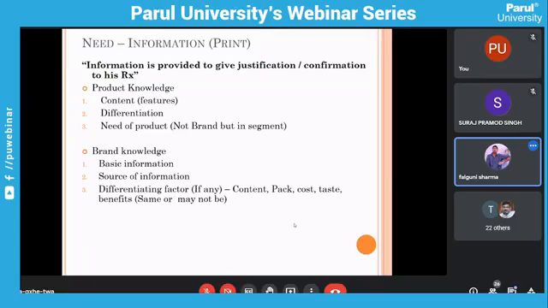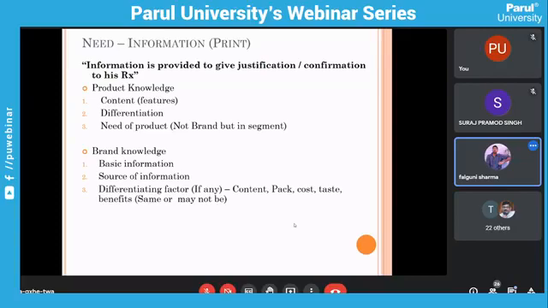A strong brand has the right blend of product quality, design, features, cost, and prices. This is the basic thing for any strong brand: the right blend of product quality, design, what features they have, cost, whether it is beneficial, and the prices. On that note, that is what we are giving.